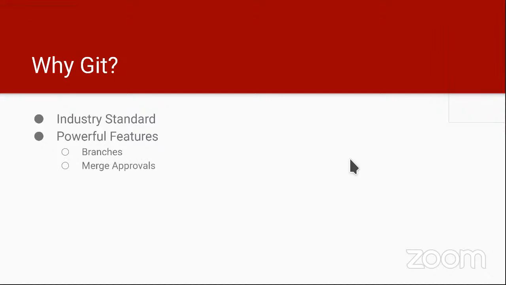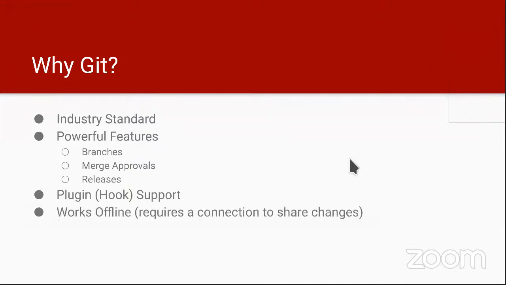It can have merge approvals, so people can't just add to the CAD. These changes need to be approved. You can have major releases, such as you can say, this is version 2 of our robot, I want to give it to the manufacturing team now. It also has support for plugins and hooks, which I'll get to much later, because that's an advanced feature. And it works offline, which is a huge deal for some teams, especially ours. But it, of course, requires an internet connection to be able to synchronize changes between machines.